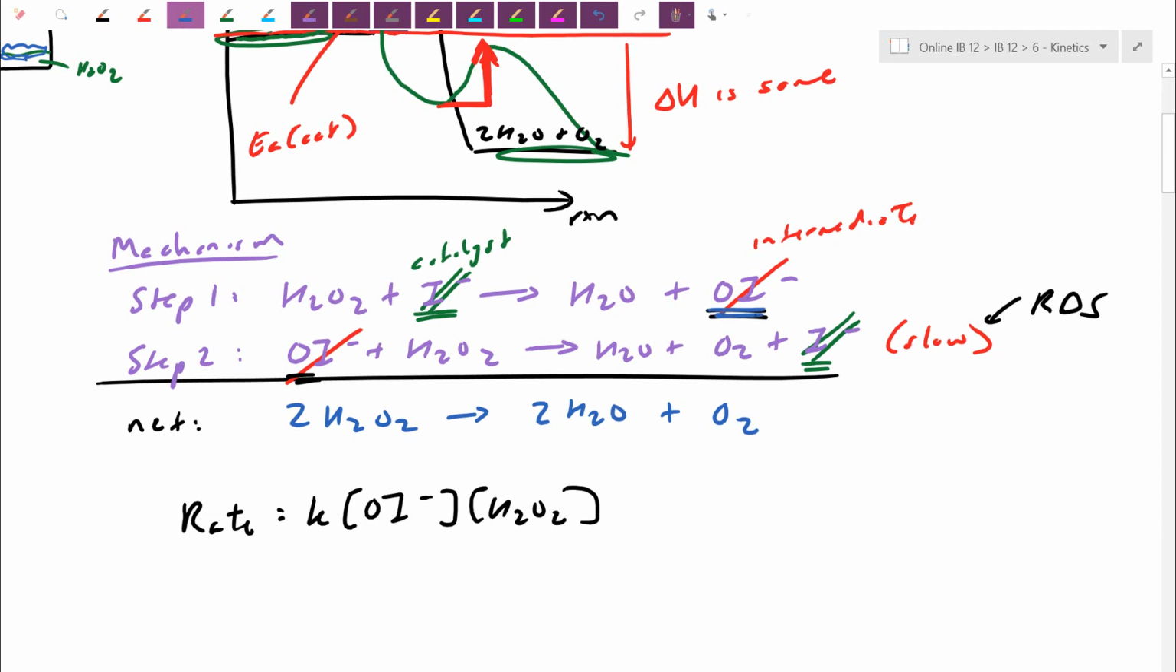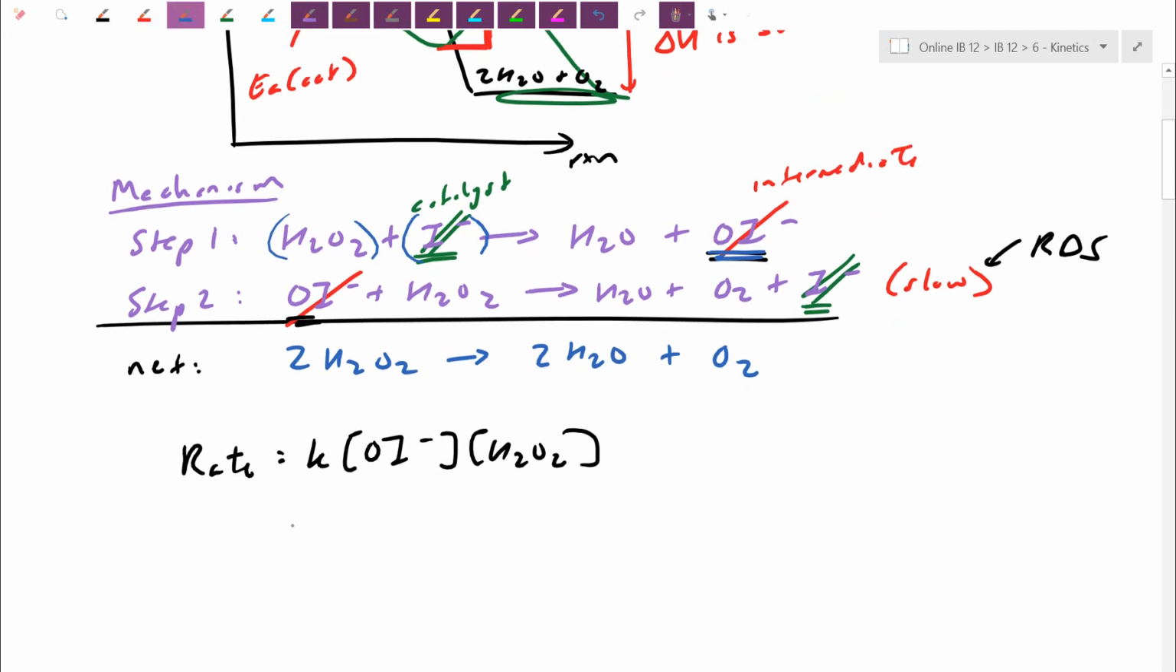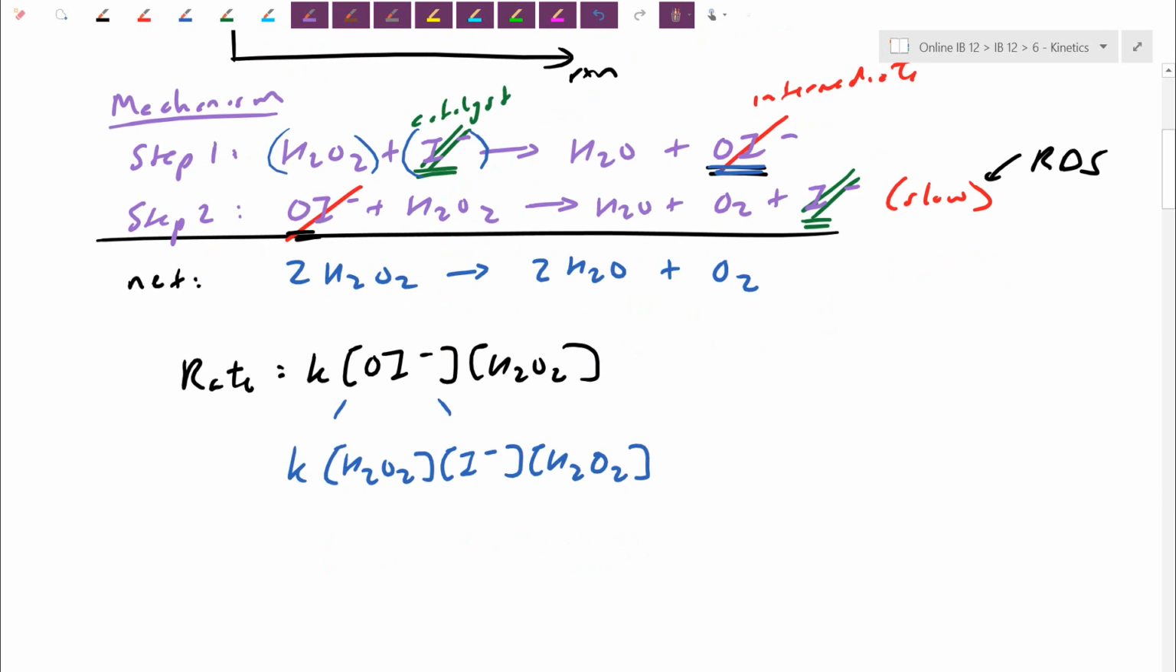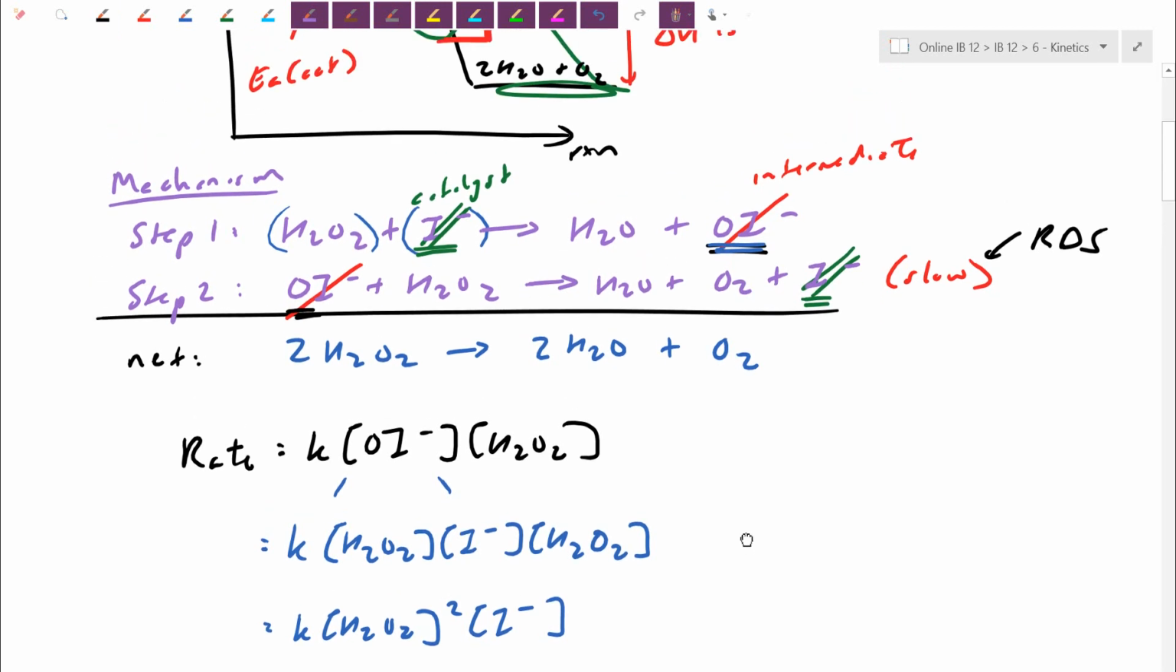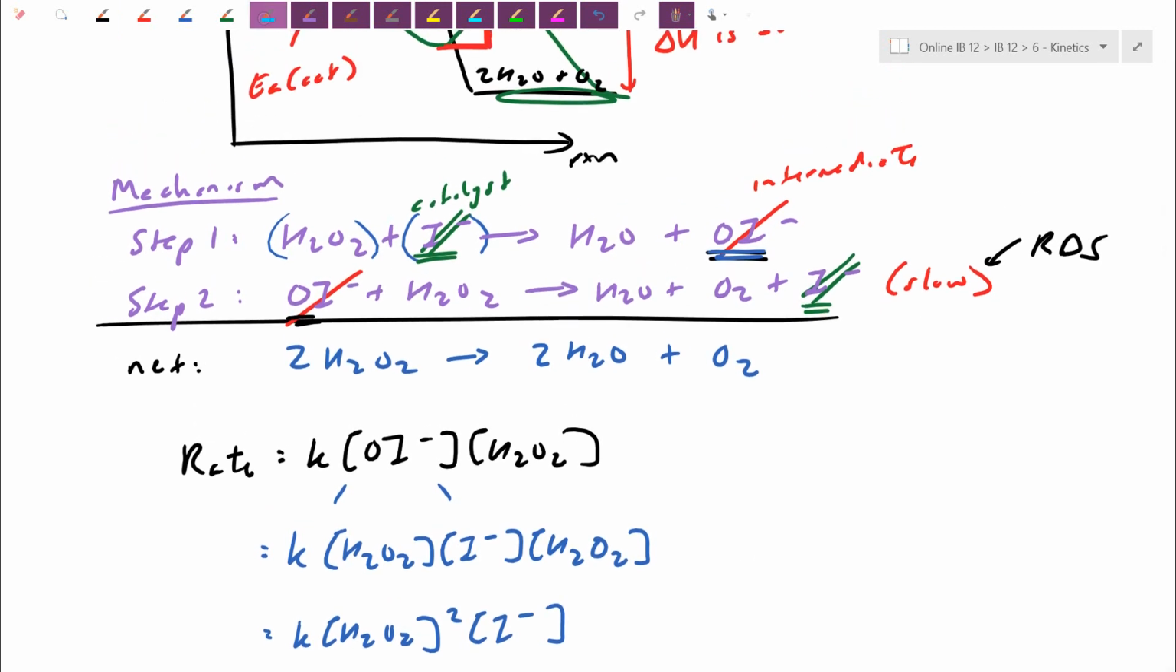So where did the OI minus come from? The OI minus came from mixing H2O2 and I minus. So in this case, we're going to have k times the concentration of H2O2 and I minus times H2O2. Therefore, we can write the overall rate law as k times H2O2 squared times I minus. As a general rule, we don't want to leave our rate law with intermediates, so that's why I wanted to get rid of this one. And remember, as a general rule, the stoichiometric coefficients, this 1 and 1, don't generally become the powers.